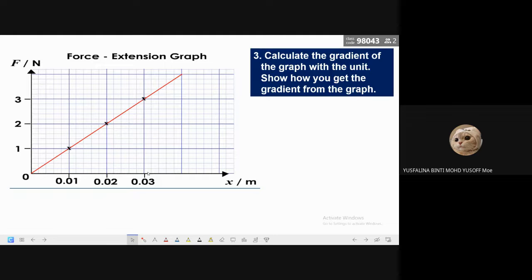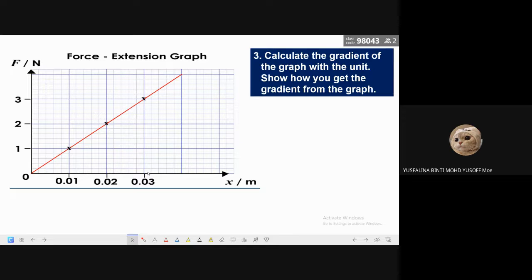Let's say they ask you what the relationship of the graph is. Remember, directly proportional, inversely proportional, increasing linearly or decreasing linearly. Only these types of relationship are acceptable. So don't put the higher the force, the higher the extension of the spring. That is wrong. So for this one, the graph is directly proportional.